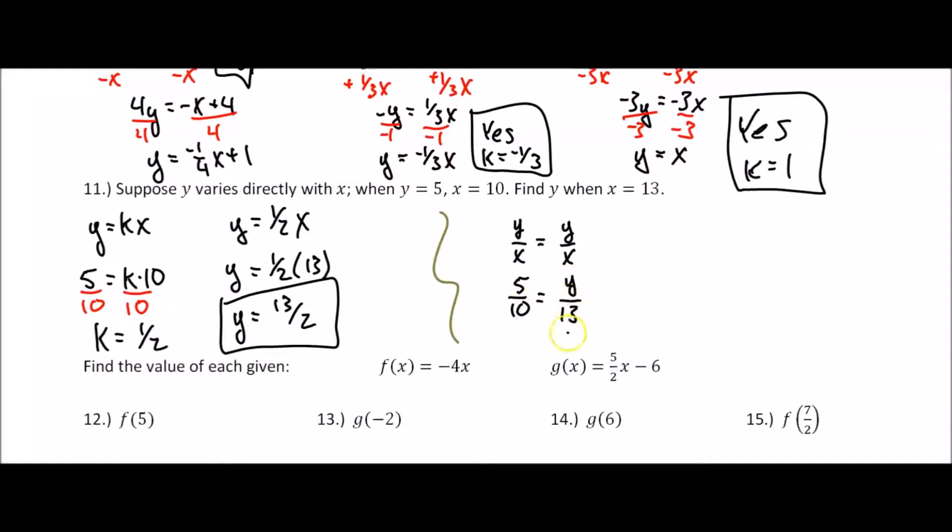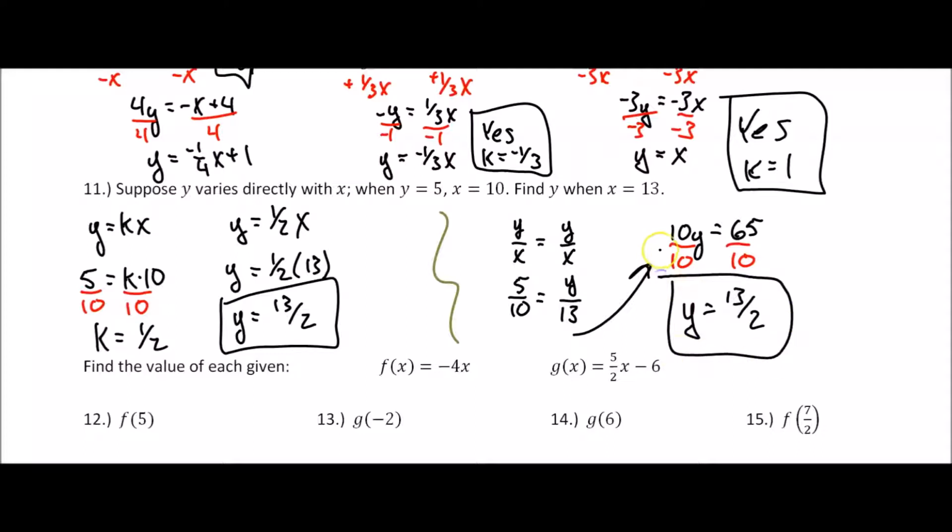I cross multiply. And so when I cross multiply here, I end up with 10y equals 65. And now I have to divide each side by the 10. And the last thing I have to do is reduce this fraction. So right now it's 65 over 10. Well, those are each divisible by 5. So that gives me 13 over 2. Okay, so either come up with the k value, write your equation and plug in, or set this up as a proportion and cross multiply and solve.